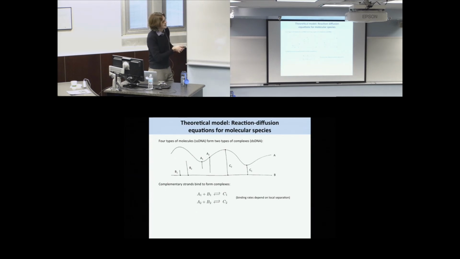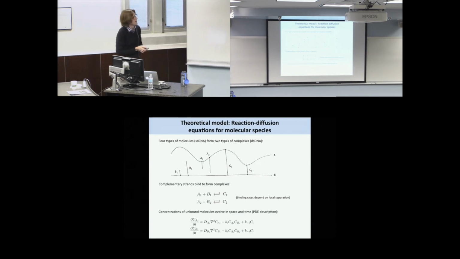Okay, so we write these as chemical reactions like this. Their binding rates depend on the local separation between the two. And if we want to look at the concentrations of B1, B2, A1, and A2, we write what are PDE versions of reaction diffusion equations. Okay, so here we're not going to be thinking about stochastic effects yet, or well, by yet I mean not in this talk, like maybe next year.